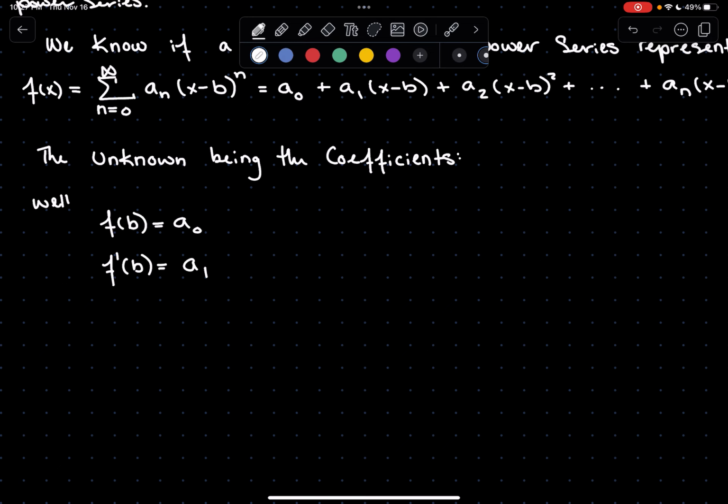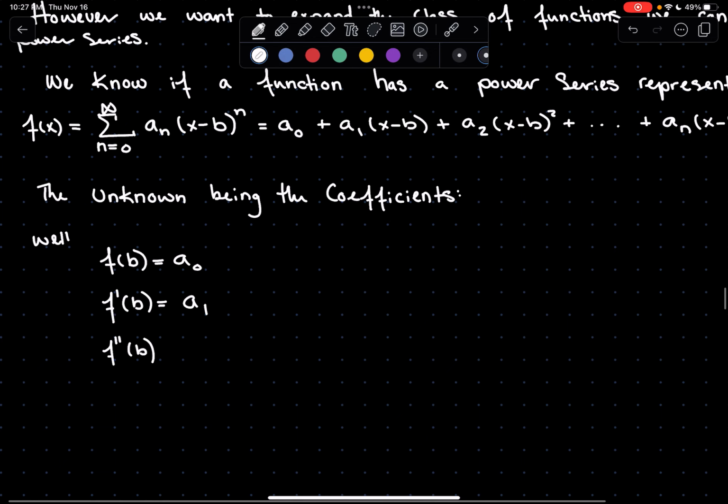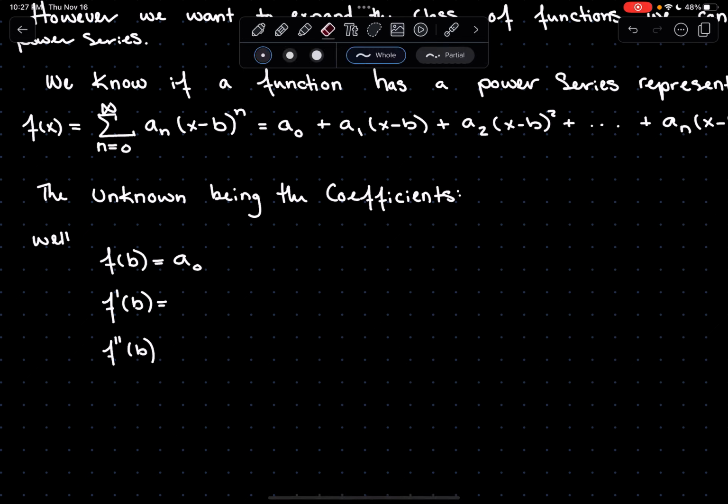Right? Because everything else goes to 0, and this one turned to 0. Now, let's do f double prime of b. Well, f double prime of b becomes, well, remember, I did f double prime is this a becomes 0. Let me write out a couple terms actually here. I'm going to write this out just so that we see.